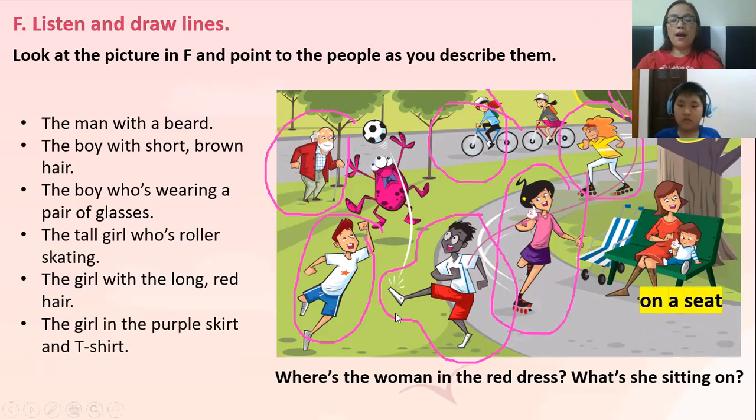Okay, can you read it, baby? The man? There's the woman in the red dress. What's she sitting on? No, baby, you read the first one. The man with a beard. The boy with short brown hair. The boy who wearing a pair of glasses. The tall girl who roller skating. The girl with the long red hair. The girl in the purple skirt and t-shirt.